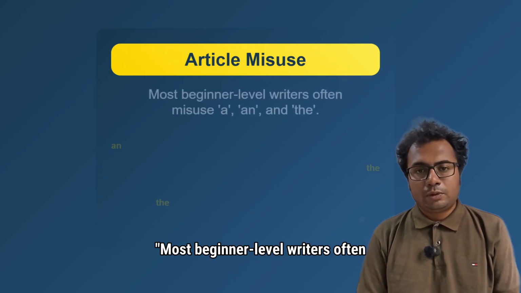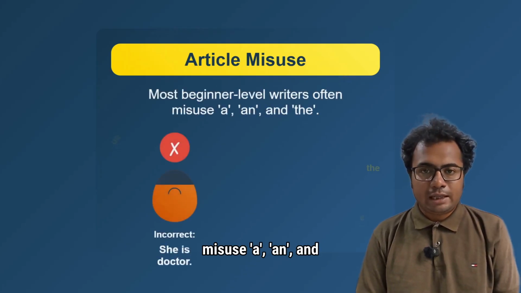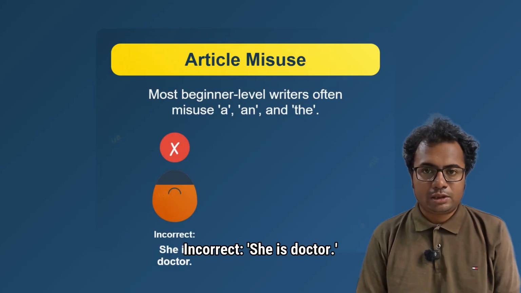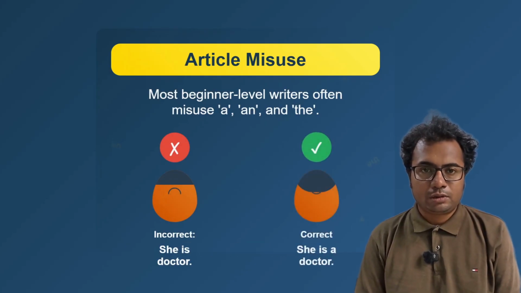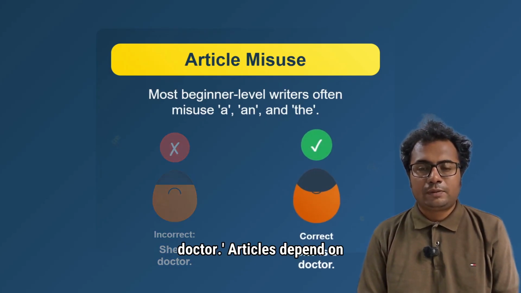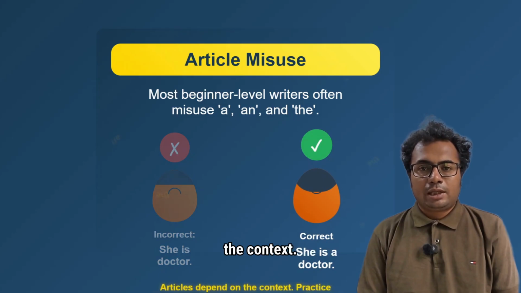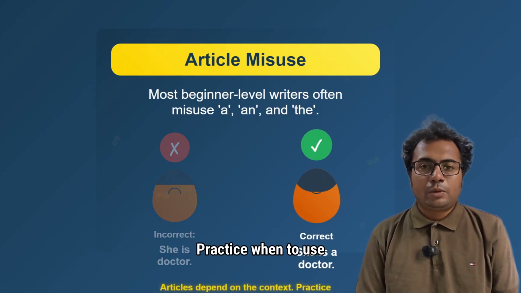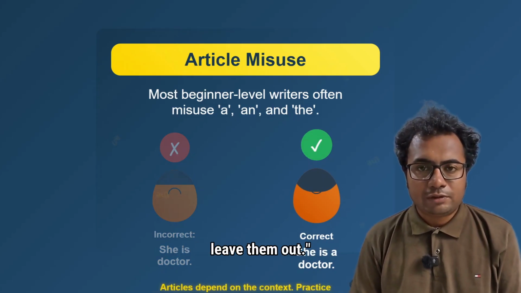Most beginner-level writers often misuse a, an, and the. Incorrect: She is doctor. Correct: She is a doctor. Articles depend on the context. Practice when to use them and when to leave them out.